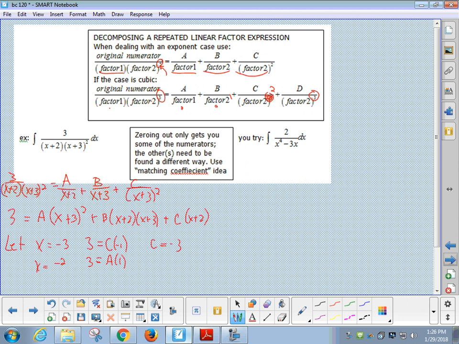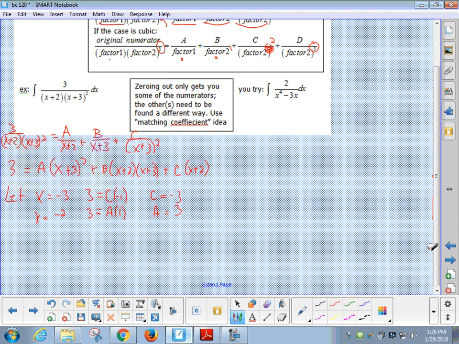What do you do about b? Good question. And that is the gotcha. So, do you agree that c equals -3 and a equals 3? All right. You do a little bit different technique for the b.